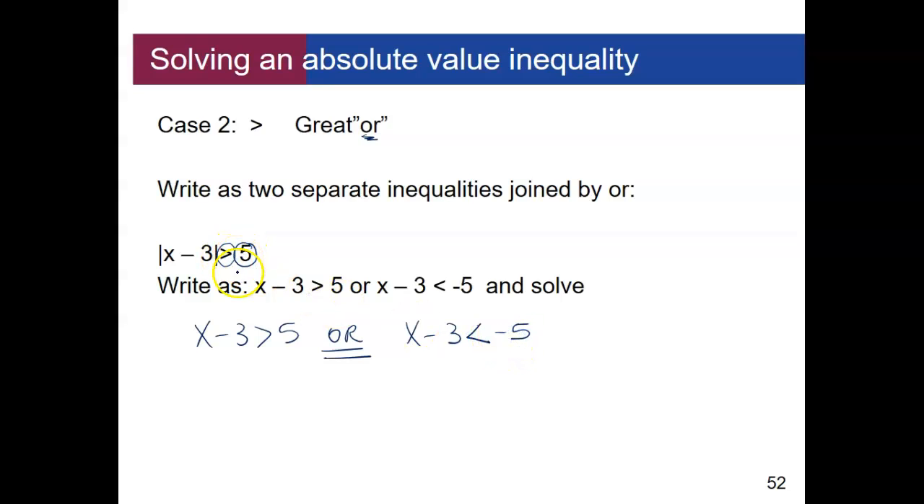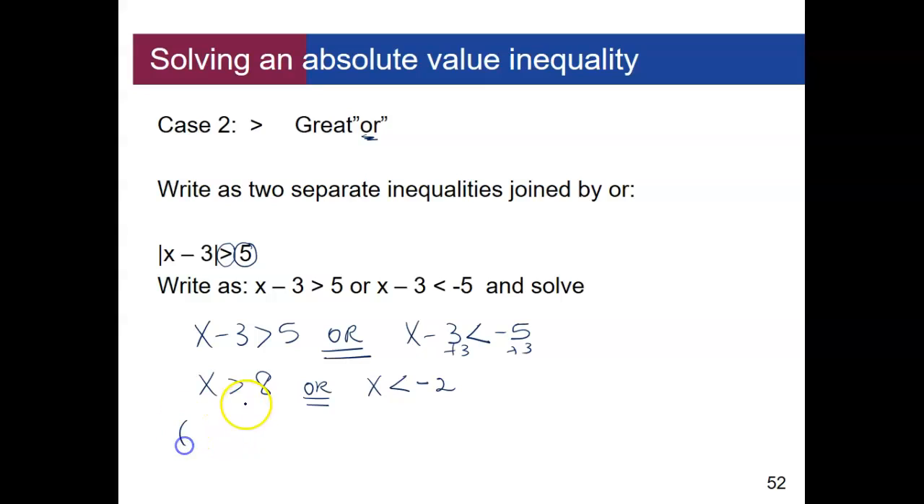So we make two changes. With the first one, we make no changes. The second one, you make two changes. So here we'll add 3 to both sides, and we'll get x is greater than 8. Again, or is important in our answer, so keep that. And then we're going to add 3 to both sides here, so we're going to have x is less than -2. So if we're adding 3, we're going to get -2.